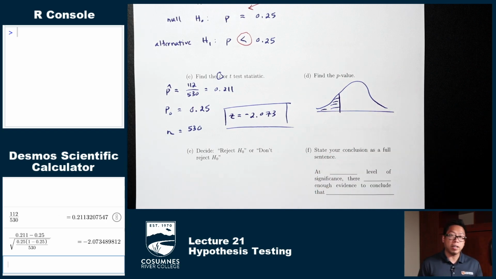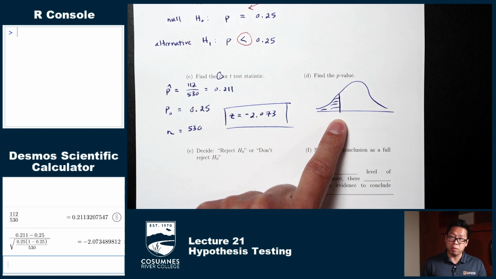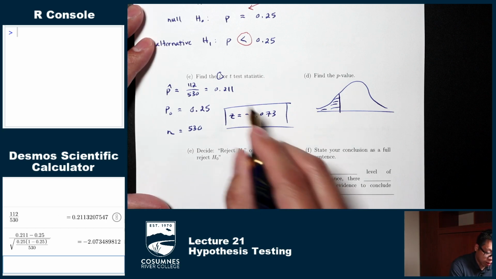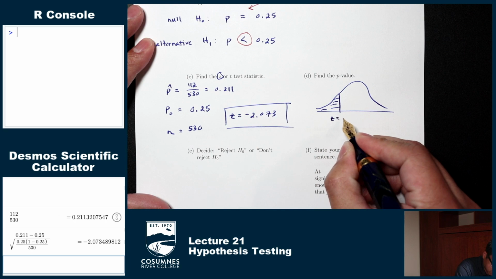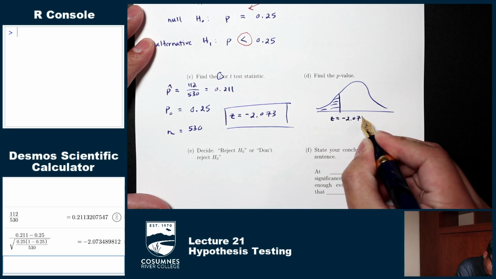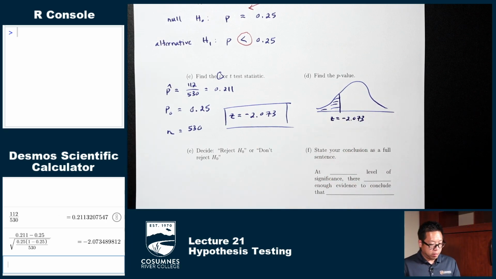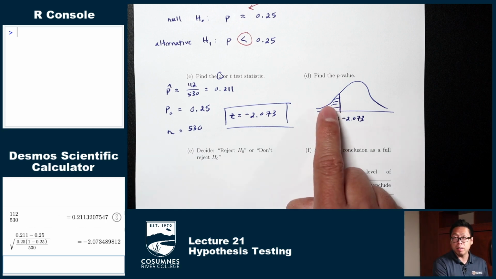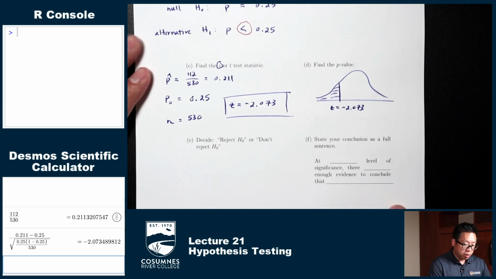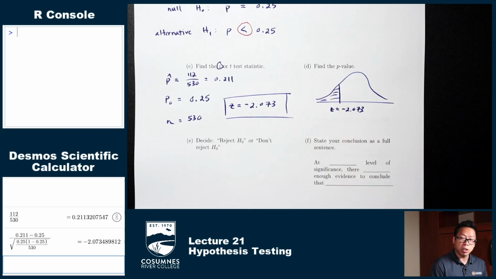And then you're going to put your answer from part C on the picture. So our test statistic from part C is z equals negative 2.073. And our job here is to find a p-value. So p-value, the p stands for probability. Probability, remember, you should think area. So what we're looking for here is the area of this shaded region. Okay? So this is a z to area type question.